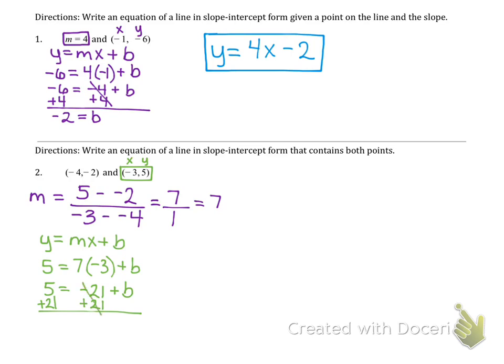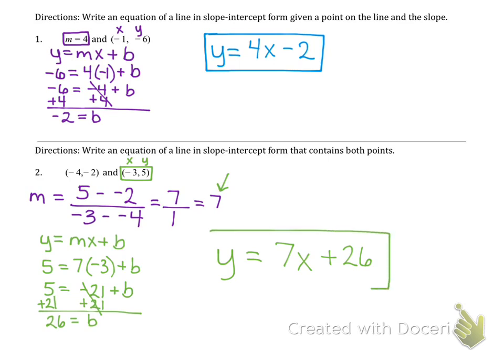-21 plus 21 is 0. So now we have b is equal to 5 plus 21 is 26. Now we can finish by writing our equation in slope-intercept form. So we have y equals the slope, which we found, which is 7, x, and then our y-intercept is a positive 26, so plus 26. And that is our equation of the line in slope-intercept form.